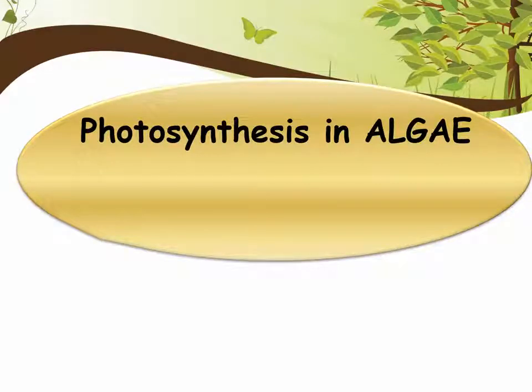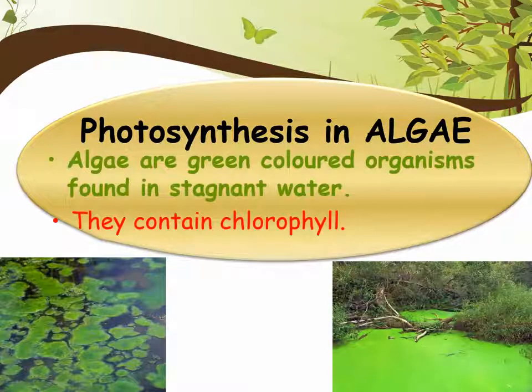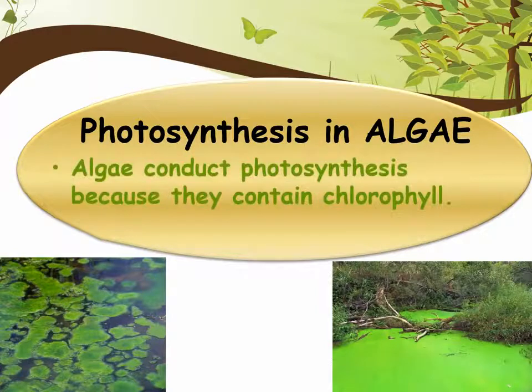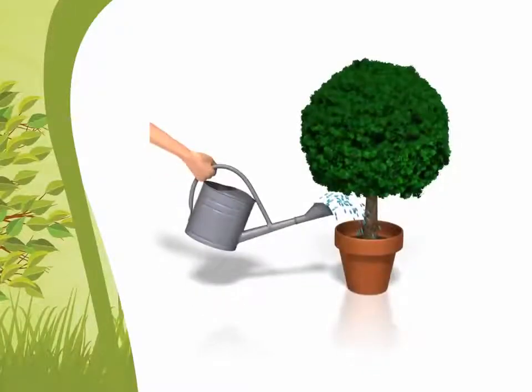Photosynthesis in algae. Algae are green colored organisms found in stagnant water. They get their green color from chlorophyll. Since they have chlorophyll in them, they are capable of conducting photosynthesis. It's time for you to note down the key points.